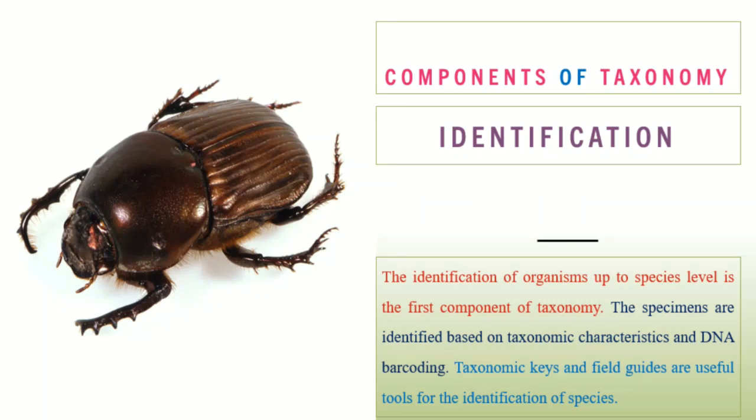So first of all, identification. Identification of organisms is basically performed up to the species level, and it is the most important and first component of taxonomy. Different taxonomic characteristics are used for the identification of specimens, and the morphological identification is then confirmed by using DNA barcoding. For morphological identification, different taxonomic keys and field guides are also used.